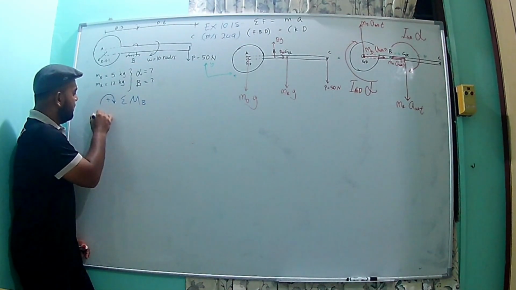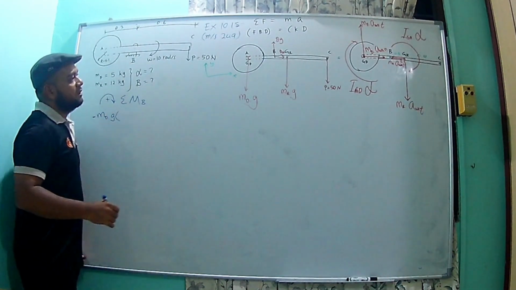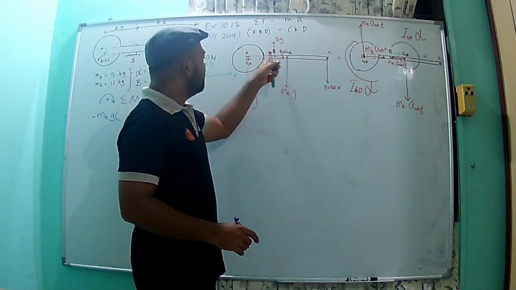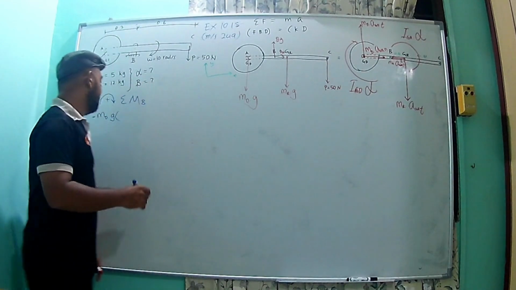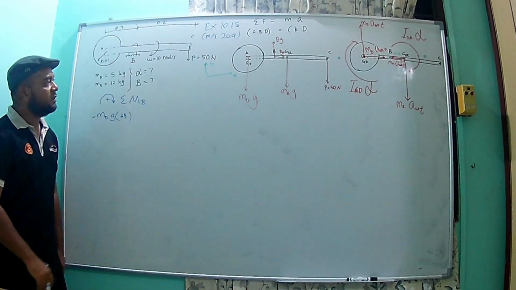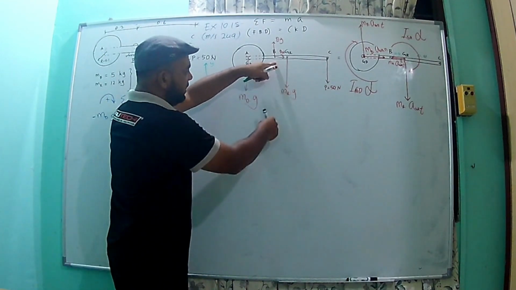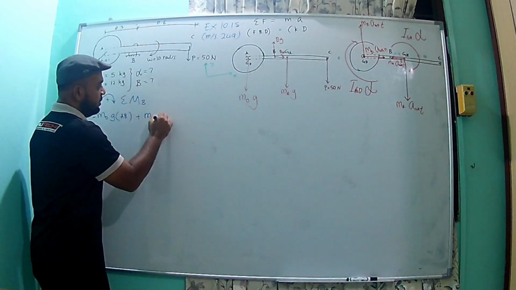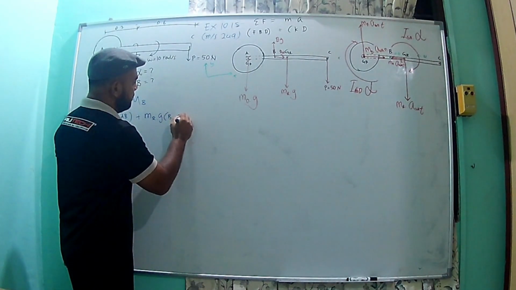Just put it first: m_D g, and the distance I've written somewhere. So this is 0.2, 0.4, 0.2, and 0.2. The distance is from A to B. Then we have this one also. I put a pin here and pull in this direction, so it turns clockwise, so it will be positive: m_R g, and the distance is from B to G of the rod.